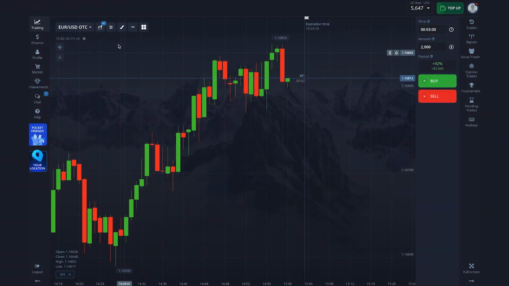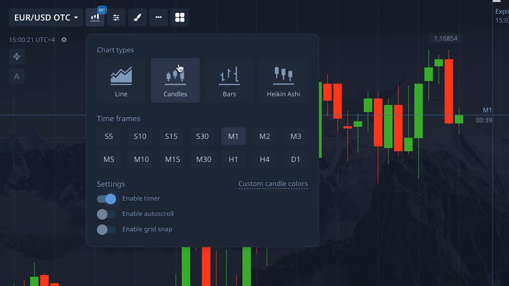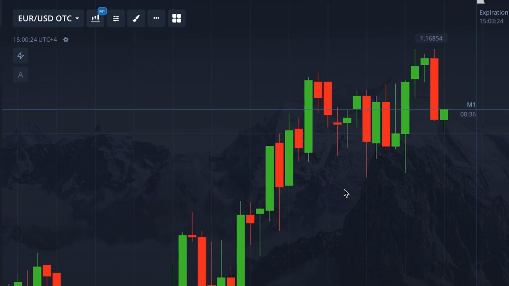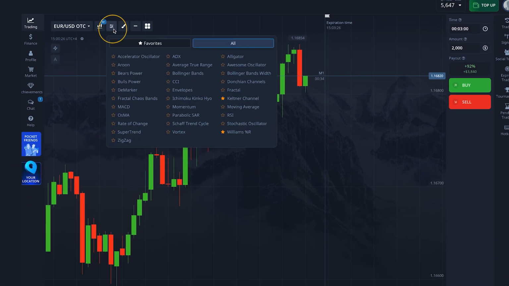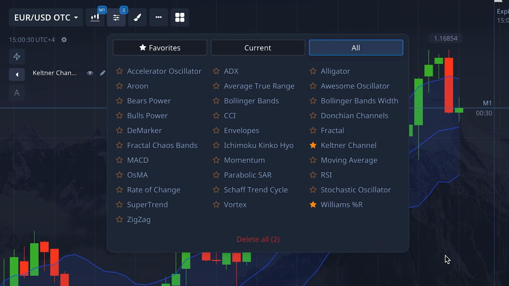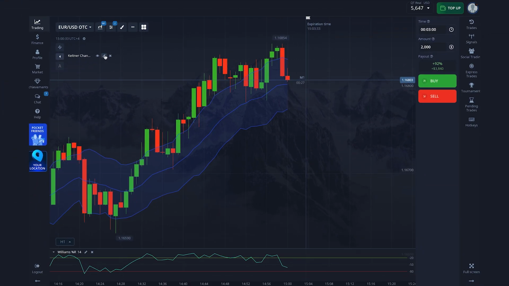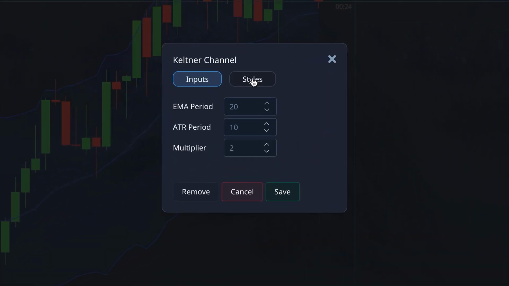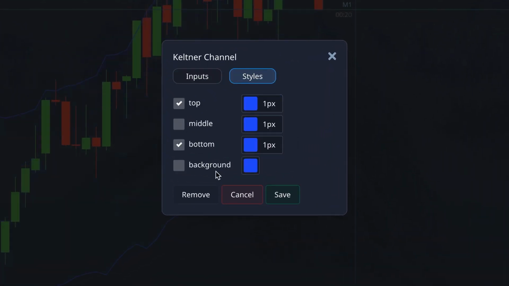First, let's prepare the tools for work. I set classic candles, time frame, 1 minute. Go to the Indicators tab and select Keltner channel and Williams. Let's configure the Keltner channel. Set the multiplier to 2. Go to Style. Disable middle and background.